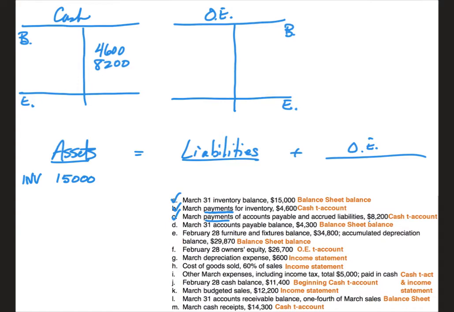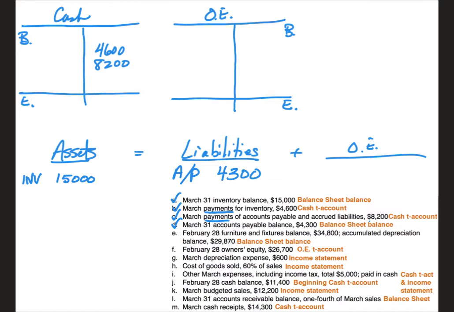Letter D, March 31st, accounts payable balance was $4,300. Now that's a March 31st balance, so that's the day we're creating this. So we know the balance in our accounts payable account is $4,300, and we know accounts payable is a liability. So I'm just going to put that right in my balance sheet. Accounts payable, $4,300. So letter D, we're good.